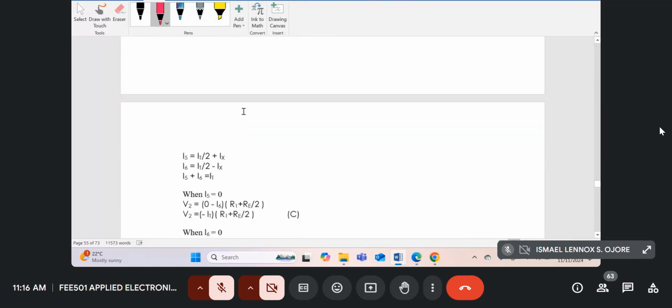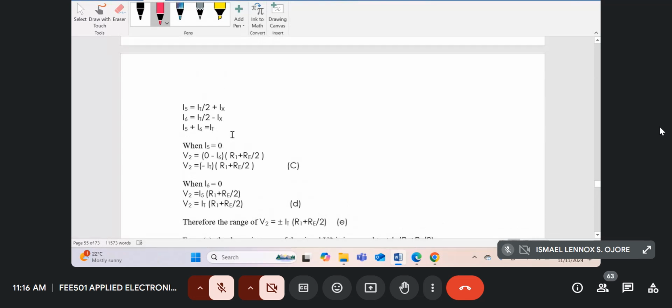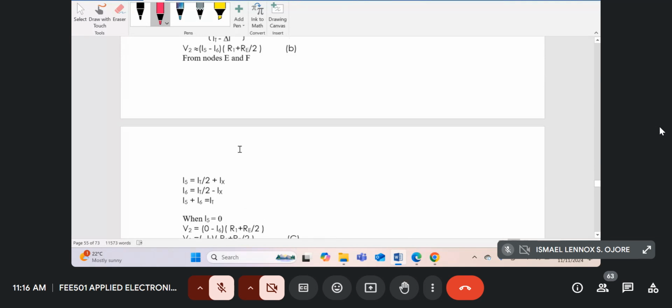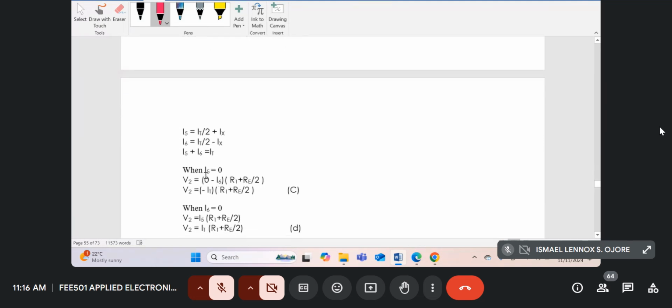And then if you do from the analysis at node E and F, we've done all this. Look at equation B over here. V2 is I5 minus I6 into R1 plus RE divided by 2. But I5 is this, I6 is this, and I5 plus I6 is always equal to IT. So we can consider the case when I5 is equal to 0. So the first term here is 0. And therefore V2 will be 0 minus I6 into brackets R1 plus RE divided by 2. But when I5 is equal to 0 from this equation over here, I6 is equal to IT. So V2 will be minus IT into brackets R1 plus RE divided by 2.